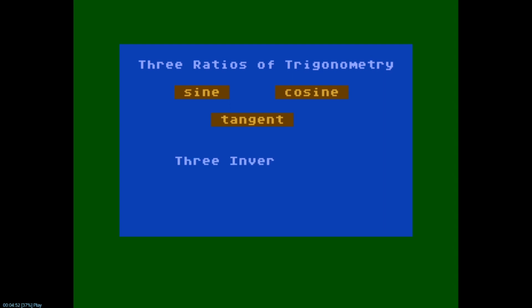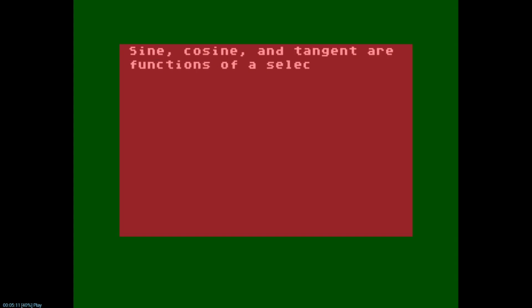There are three more ratios which are just the inverse or reciprocal of these ratios. They are called, respectively, secant, cosecant, and cotangent, but we won't try to memorize them. You should memorize sine, cosine, and tangent, however, so we'll take 30 seconds to drill. Sine, cosine, and tangent are functions of a selected angle.